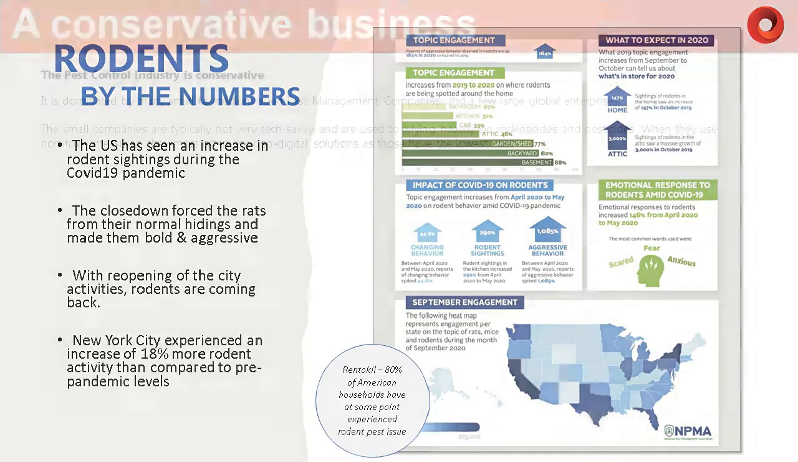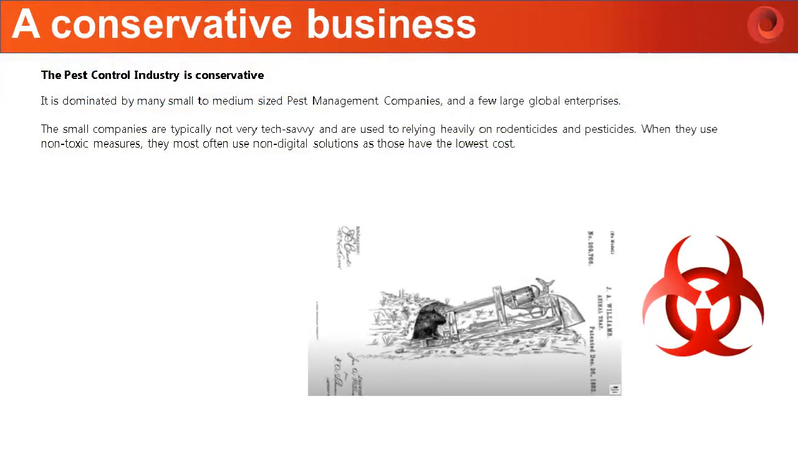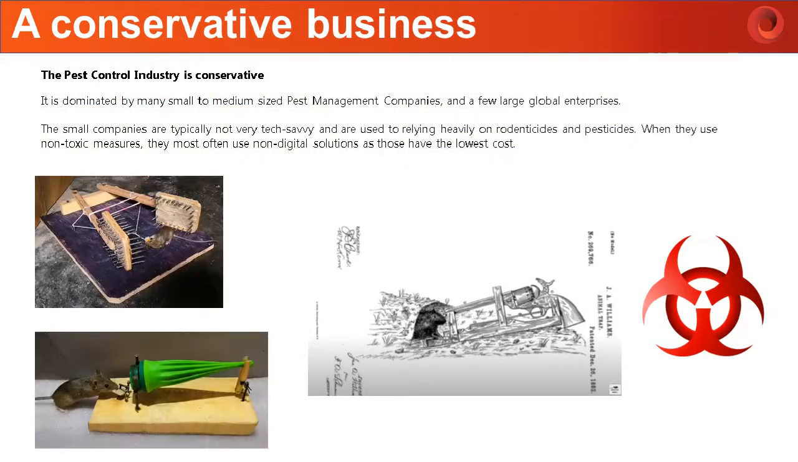So who is fighting these pests? Well, the pest controllers or the certified pest control companies are the ones that are out there fighting them. But this industry is dominated to a large extent by small to medium-sized pest management companies, and then there are a few global large enterprises. The small companies are typically conservative in the way of operating the business.